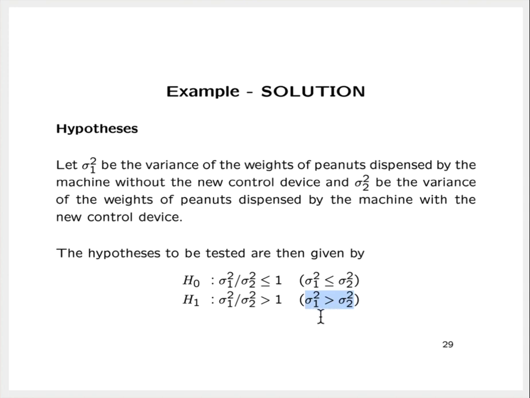All right. Now we can re-express this relationship in terms of a ratio of the population variances by dividing both sides of this inequality by sigma 2 squared. And so the corresponding alternative hypothesis would be that sigma 1 squared over sigma 2 squared is greater than 1. The opposite of that, the null hypothesis, would be that the ratio of the population variances, sigma 1 squared over sigma 2 squared, is less than or equal to 1. Equivalently, the null hypothesis is that sigma 1 squared is less than or equal to sigma 2 squared.